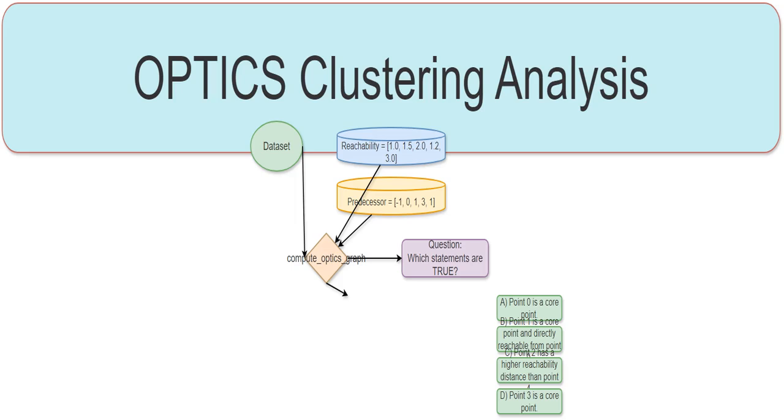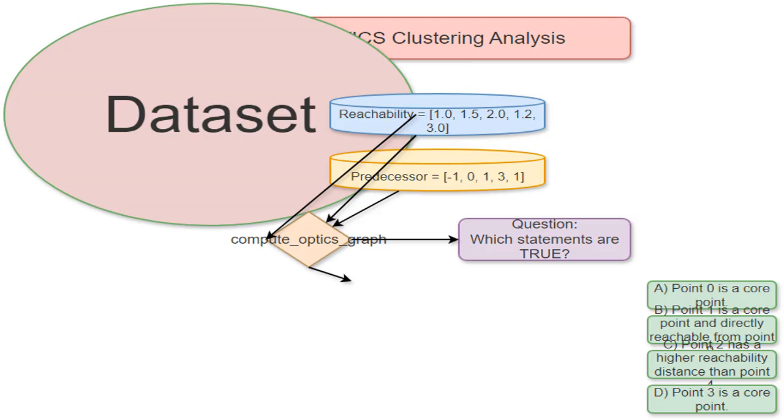OPTICS stands for Ordering Points To Identify the Clustering Structure. It's a powerful tool for finding clusters in data, especially when dealing with datasets that have varying densities. I have a dataset that I'm applying the OPTICS algorithm to. The goal is to identify clusters within this dataset based on the density of points. It's like finding hidden communities in a large social network.